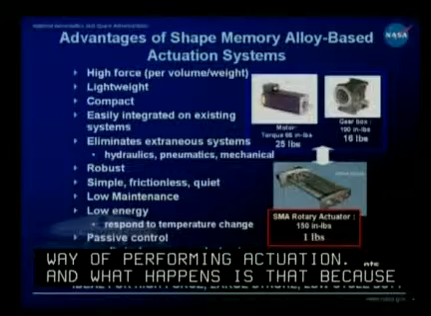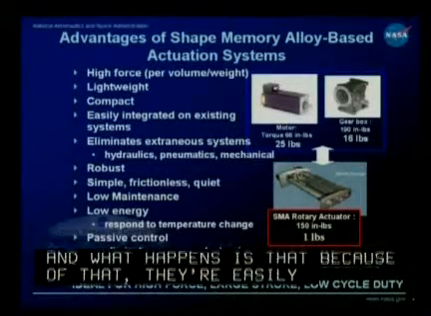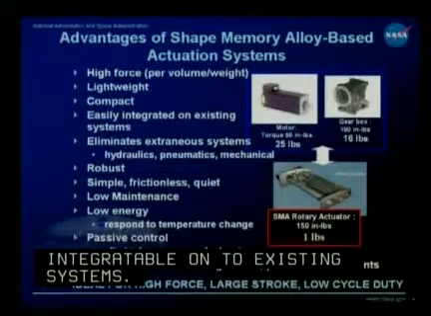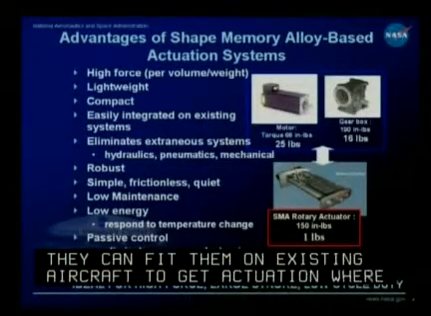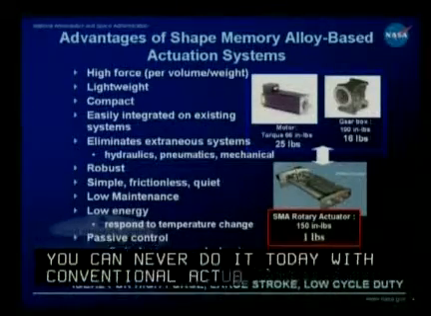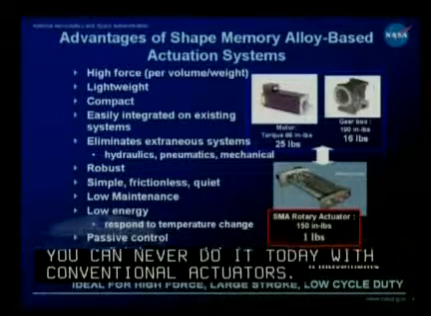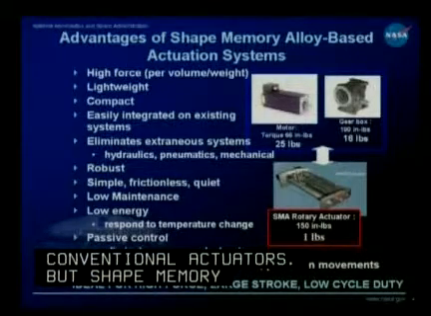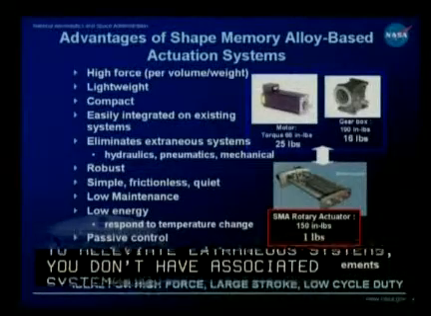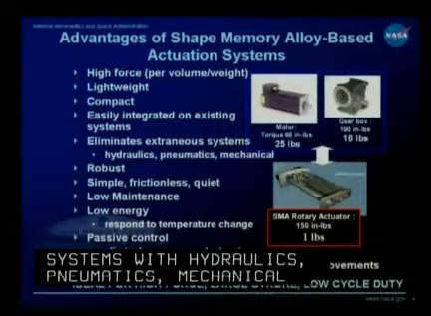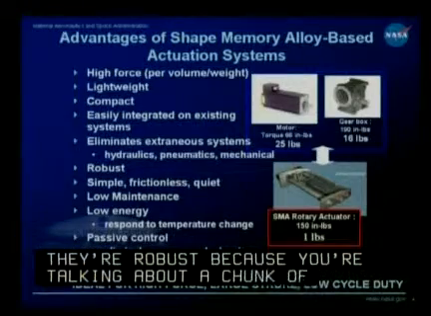Boeing's very interested in working with shape memory alloys because they can fit them on existing aircraft to get actuation where you could never do it today with conventional actuators. With shape memory alloys, you get to eliminate a lot of the extraneous systems. You don't have all the associated systems with hydraulics, pneumatics, and mechanical systems. They're robust because you're really just talking about a chunk of metal. They're very simple, frictionless. They're also a quiet form of actuation.